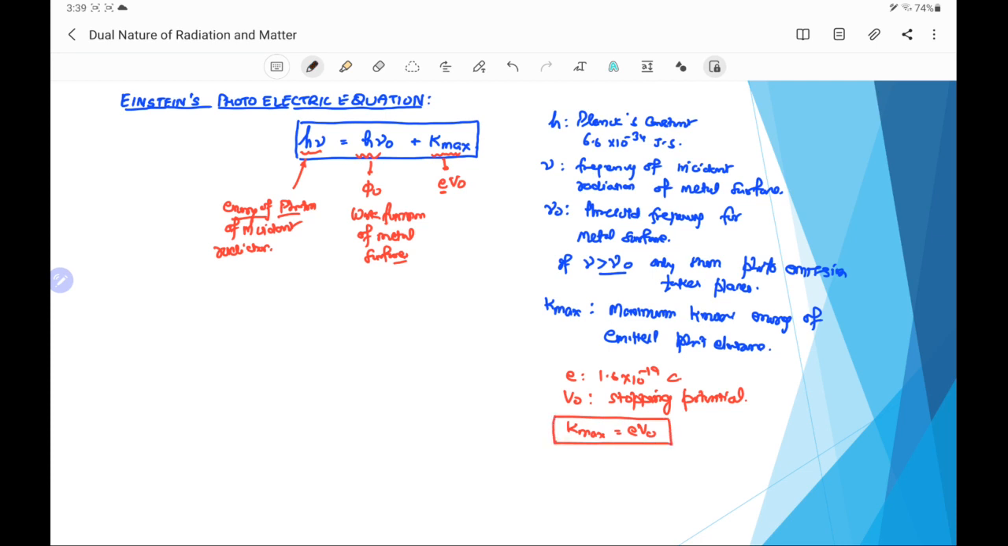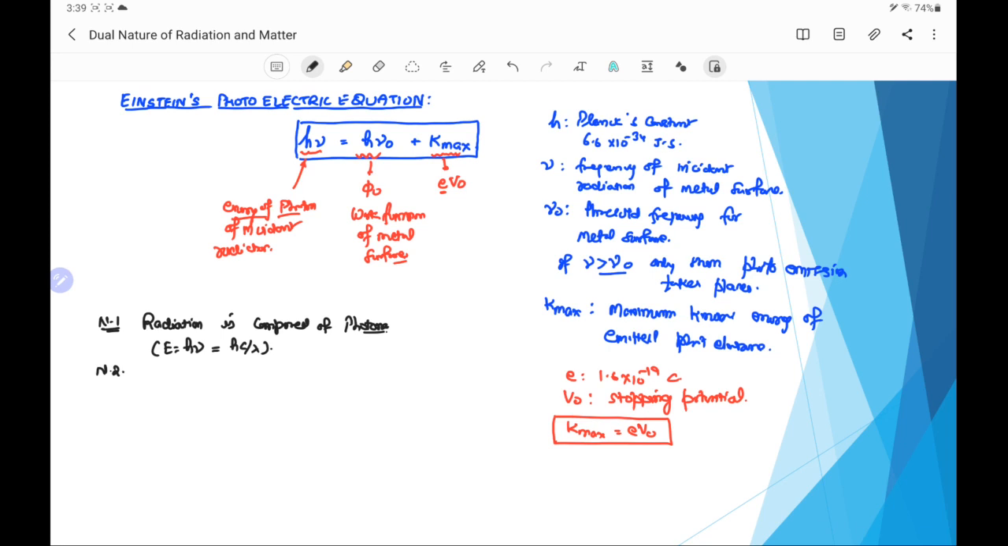There are some important points to note. For example, point 1 is that radiation which falls on the metal surface is composed of energy packets that are called photons. And photons have the energy equal to h nu, or further we can write it is hc by lambda.